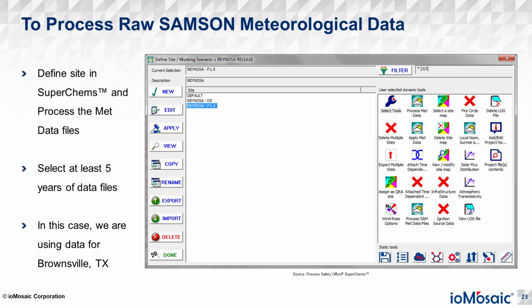Okay, so we define our site, and then what we can do is select Process SAM metadata files, and we can pull in the Samson meteorological files. In this case, the nearest data set was in Brownsville, Texas. So, Lisa's hometown. There's data available for every airport in the US, and so we selected Brownsville, Texas.